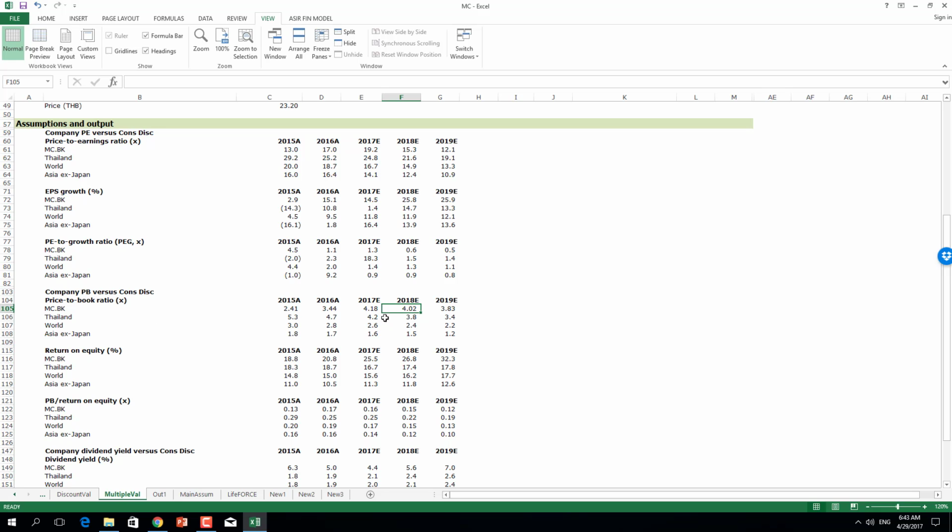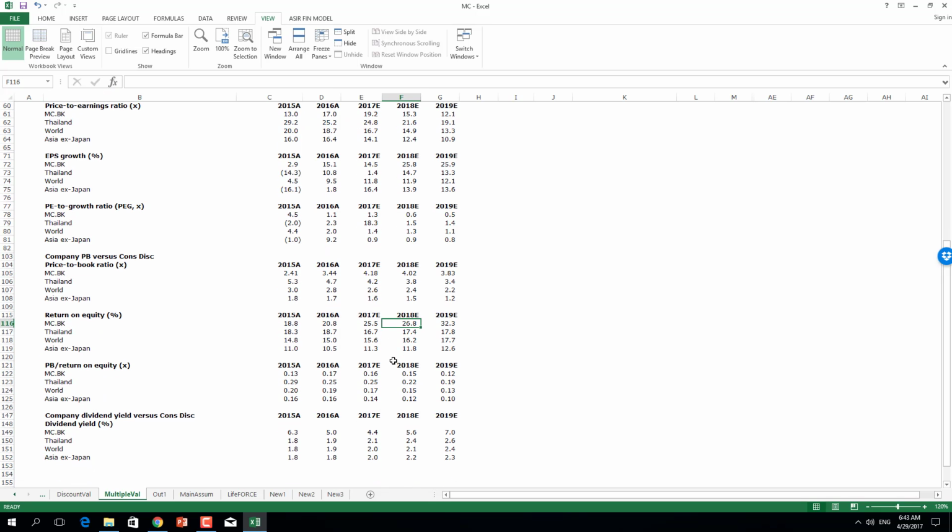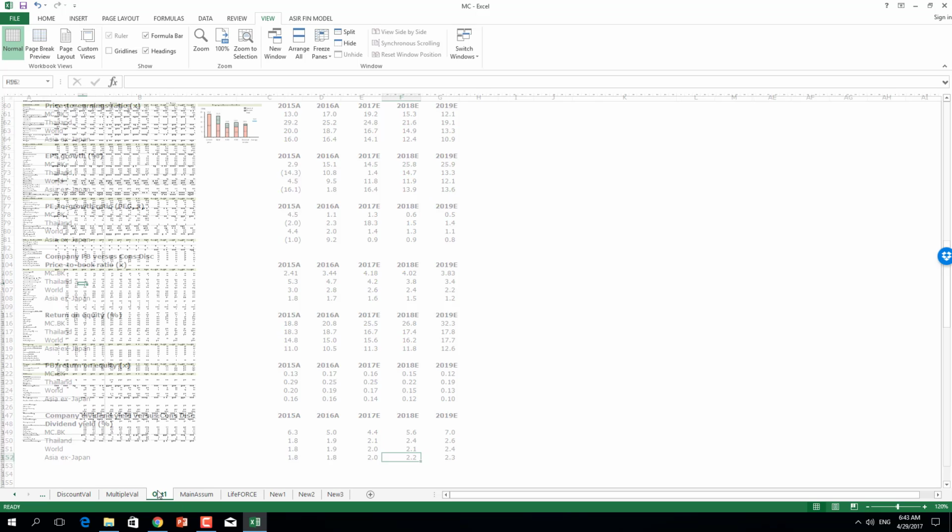We can look at the same thing for price to book and see that this company's price to book is 4.02, compared with the consumer discretionary sector in Thailand, the world, and Asia ex Japan. Four times price to book is higher than Thailand, the world, and Asia ex Japan. We can then look at the ROE of this company relative to similar companies and see that it's pretty high. From that, we can get a basic understanding. We can also look at the dividend yield for this company, Thailand, the world, and Asia ex Japan. That gives you an overview of that section.